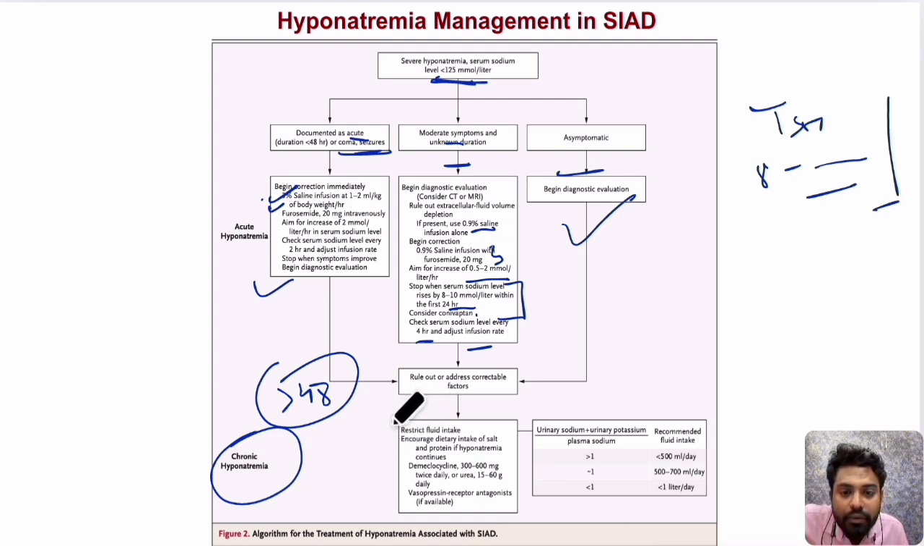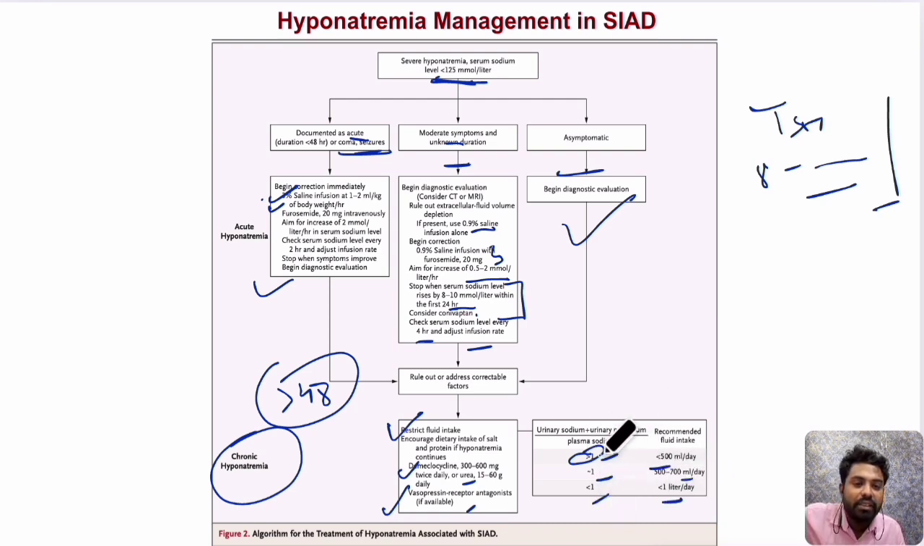If you are suspecting CR, you restrict fluid intake, encourage dietary intake of salt and protein, and you can give demeclocycline, or urea, and vasopressin receptor antagonists like vaptans. And there is one thing: urinary sodium plus urinary potassium divided by plasma sodium. If this ratio is more than 1, then the recommended fluid intake is less than 500 ml per day; if around 1, 500 to 700; and if less than 1, less than 1 liter per day.